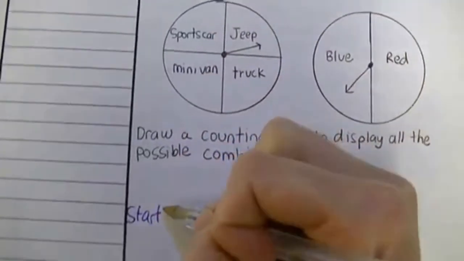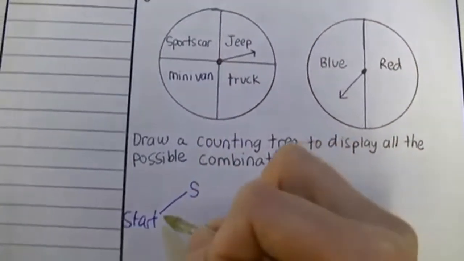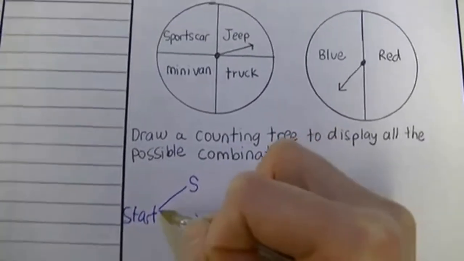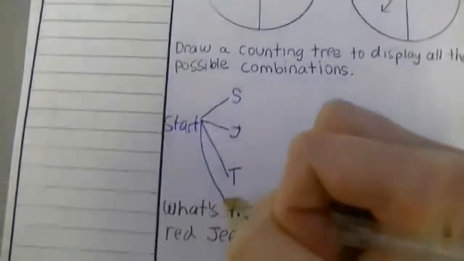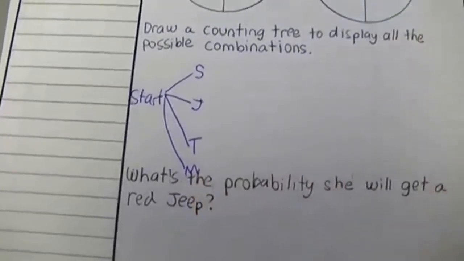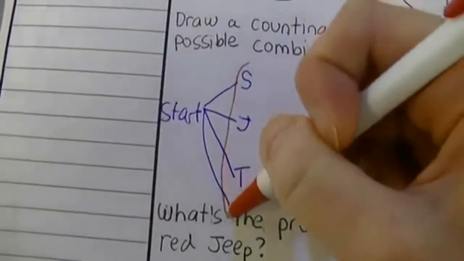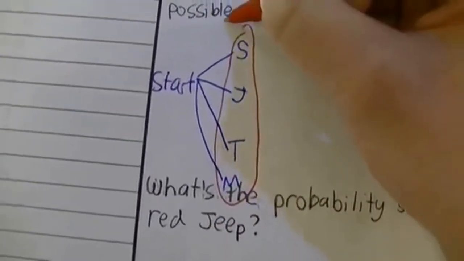So we're going to start, and you can land on, I'm going to use the first letter for each vehicle so I don't have to write it all out: sports car, Jeep, truck, or a minivan. I got a little sloppy there, I'm sorry. For this first column, I'm going to write it just about the top because I ran out of room. I'm going to call that the first spin.